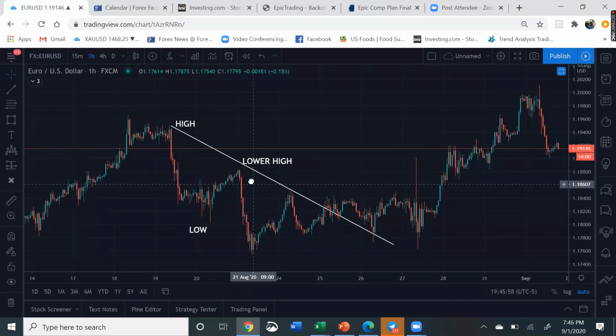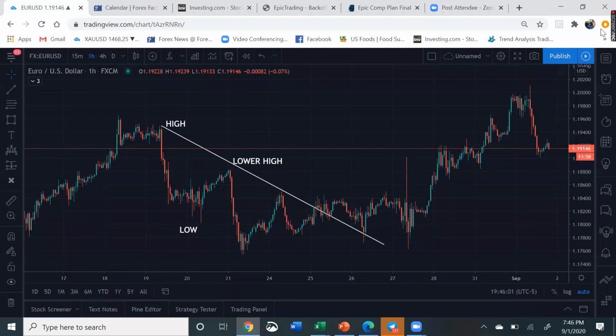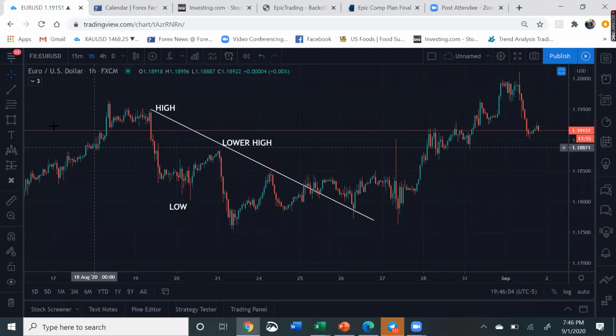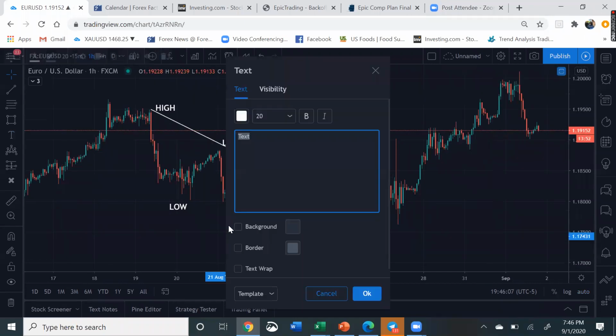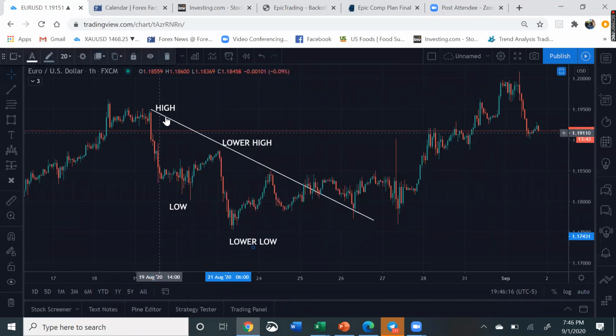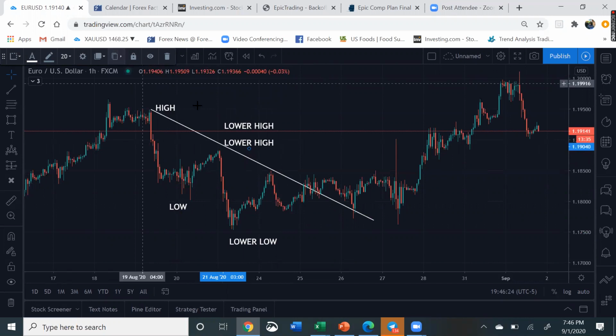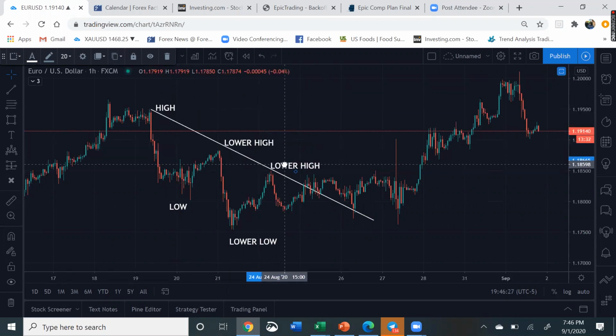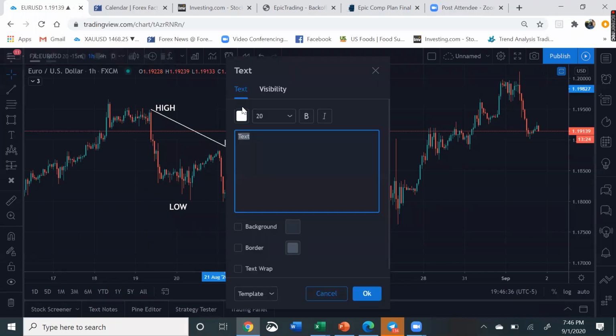I want you to continue to label everything at least 3 times, right? So this would be a lower low, or maybe 2 times. So I want to see a high, a low, lower high, lower low, and then one more lower high, just like that. Okay, just like that. Okay, and then I want you to type downtrend. I want you to identify what it is.